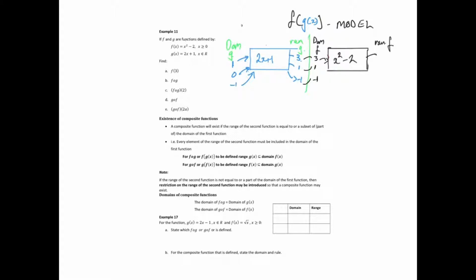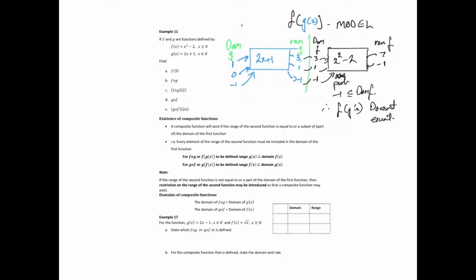We substitute those into the f of x model. So 3 goes in and we get a 7, 1 goes in, we get a -1. -1, well, -1 isn't a part of the domain of f. The domain of f is x is greater than or equal to 0. So we generated a value that the function f can't deal with. And so that's a typical example of when the composite function doesn't exist. Even though we could work a value out, because -1 isn't a part of the domain of f, then f of g of x doesn't exist.